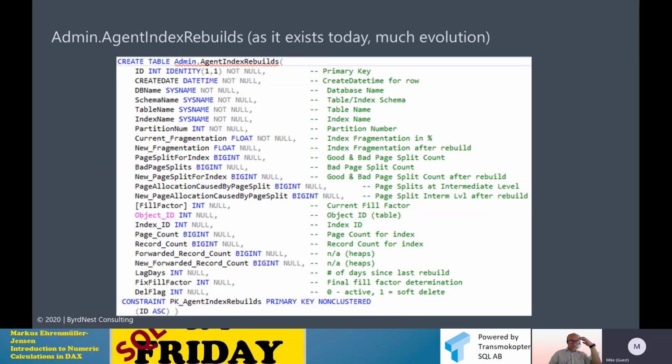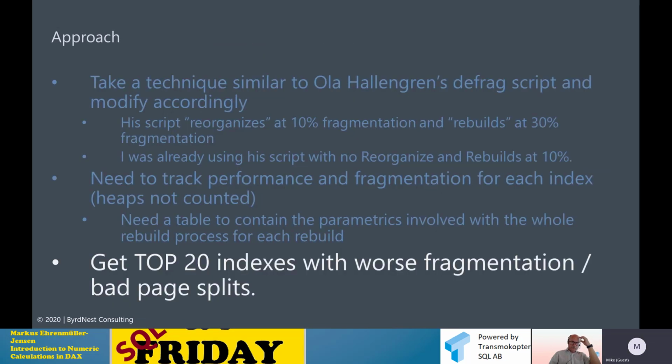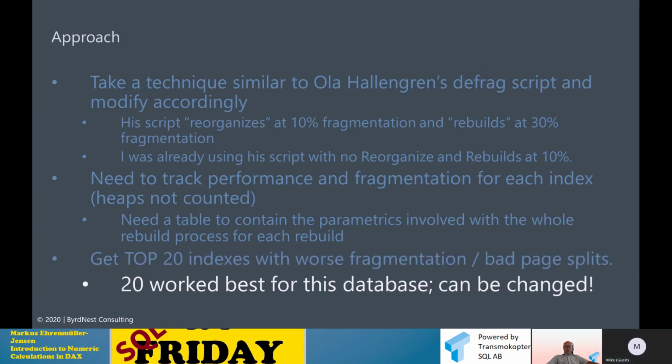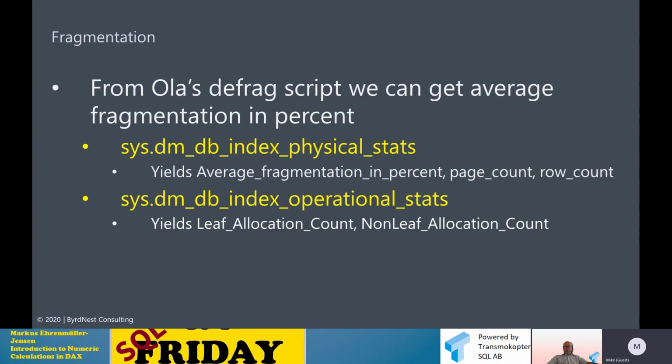But I was collecting the table name, the index name, partition number, what the current fragmentation was, and so forth. Initially, I was not capturing bad page splits, and we'll talk about that in a second. I captured this information, and for the first month, I just looked to see what kind of data I was capturing with those values. And every night I ran and got the top 20 indexes with the worst fragmentation and/or bad page splits. The number 20 works best for the database I was using. We'll talk about its size in the slides following. And you can change 20 to something else.